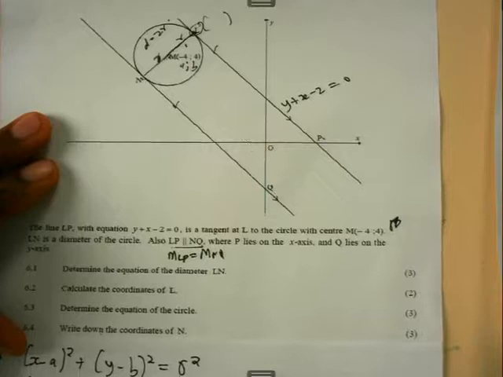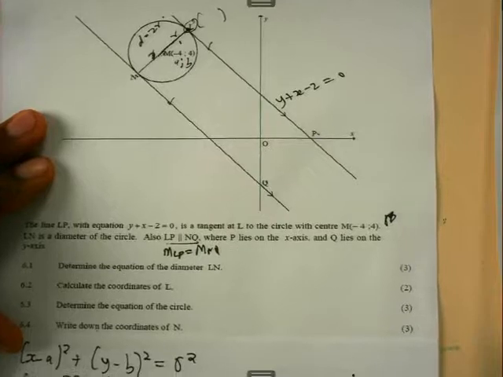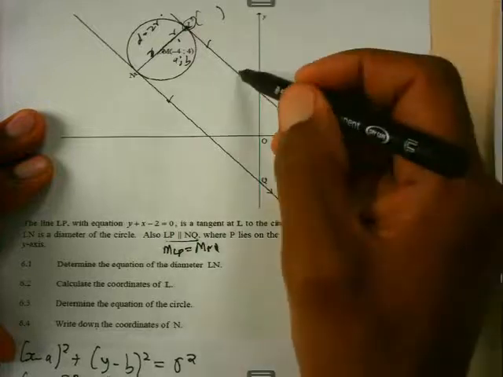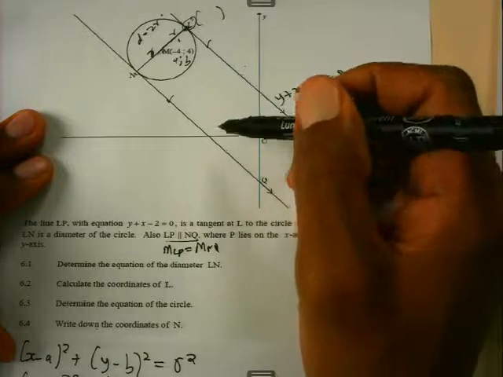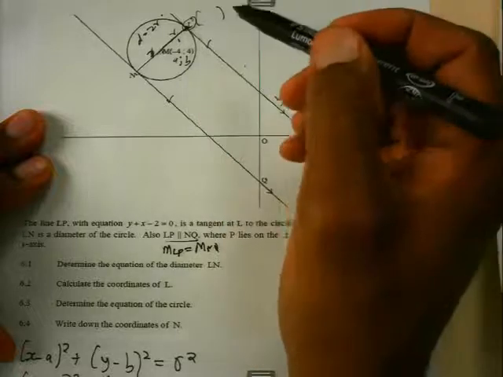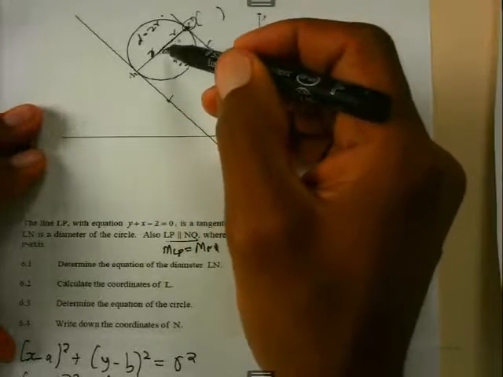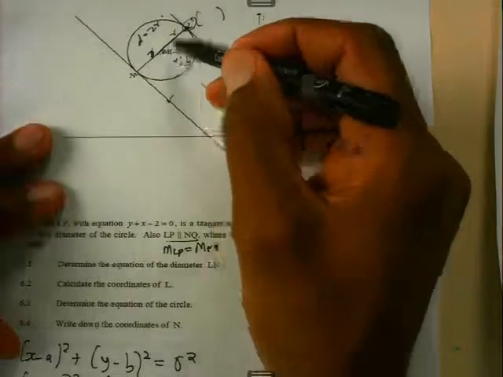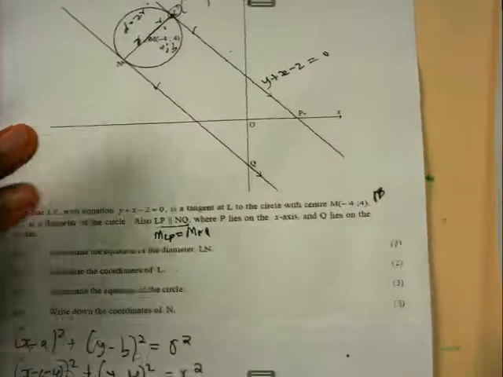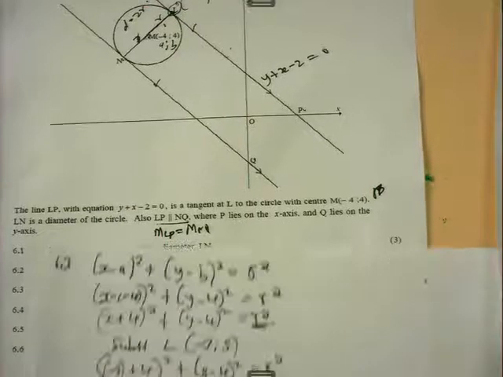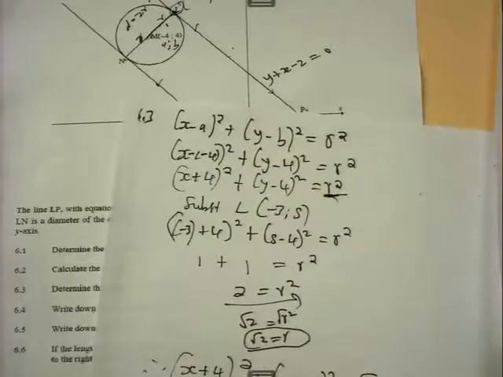Of course, you must look at the information now. Boys and girls, this is a 3 marks question. We cannot do it the same as we did on this one. Why? Because now we know what is L, we know what is the center. Because this is the diameter, it means now we can use the center to determine the coordinates of n. Right, that is question 6.4.